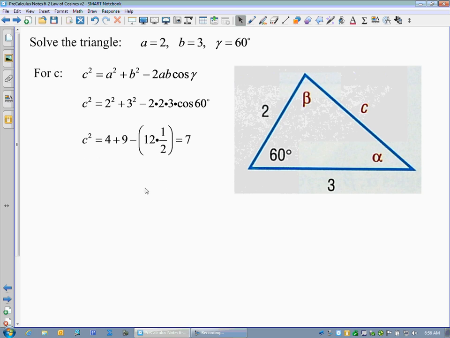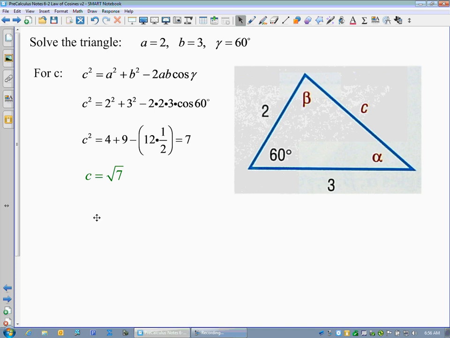I still need to take the square root of both sides, which algebraically means I would add the plus minus, but here we're talking about the length of a side, so I'm going to ignore the negative answer. So therefore, c is exactly equal to the square root of 7. I do not want to put that in the calculator and get a decimal approximation because I'll need to use that number to calculate the other angles.